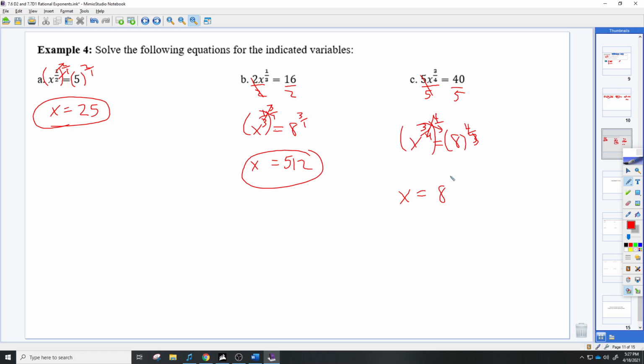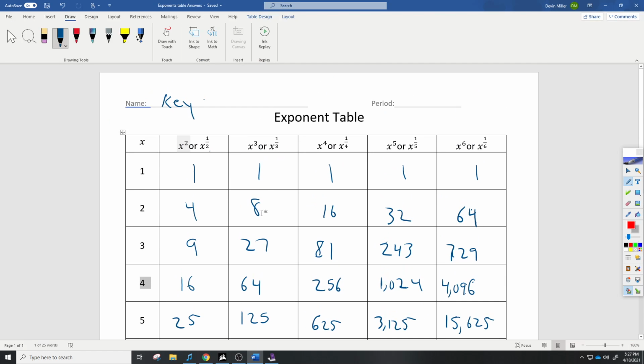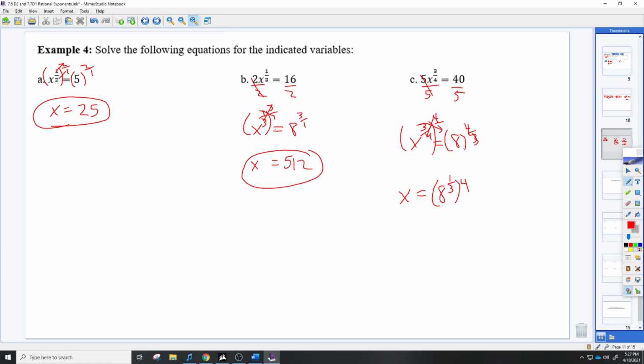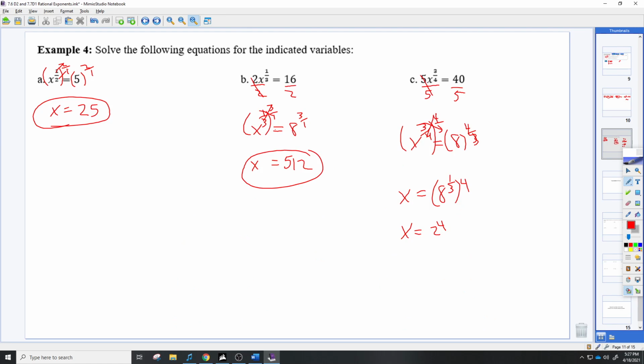I'm going to do 8 to the 1/3 and then to the 4th. So 8 to the 1/3 would be, let's look at the 1/3 power. Here's 8. That would read across to the number 2. So right now it would be 2 to the 4th. And then we go 2, read over to the 4th power. Right there it is, 16. So x would be 16.